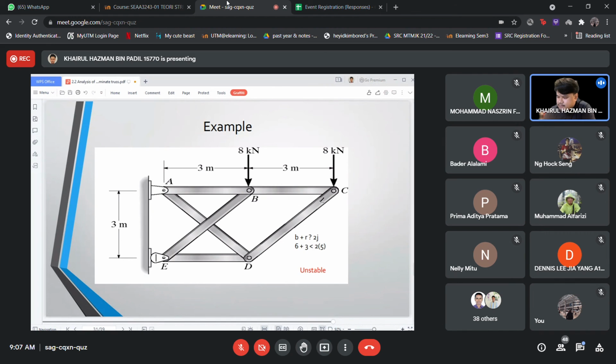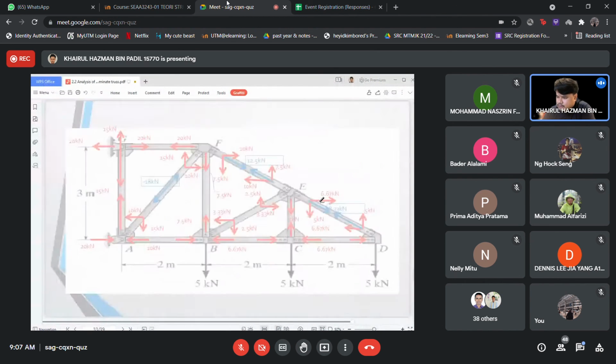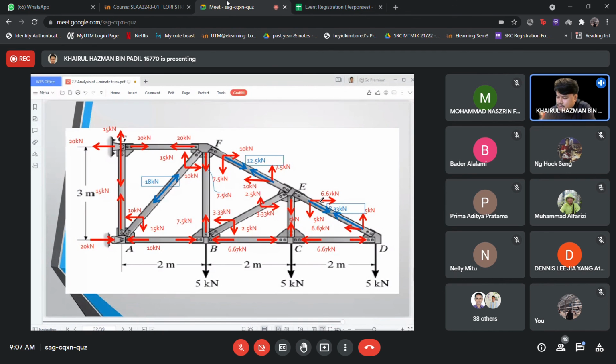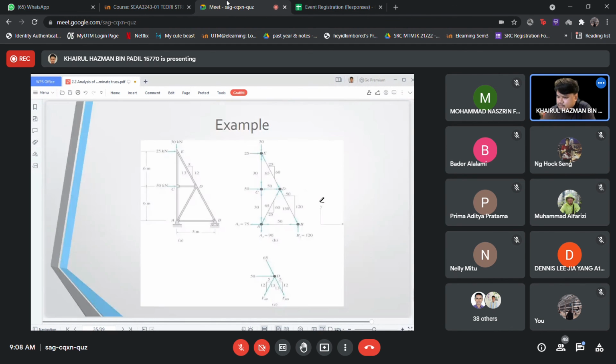Okay, this is another example. Is it unstable? That is unstable because b plus r is less than 2j, so it is unstable. Okay, we need to have it equal, then it is stable. If more than that, it is indeterminate. Okay, we do the analysis one by one. So I already provide the result. You can do the analysis first, and then this is just another example. You can do the analysis, and I already provide the answer. Okay, if you have problems in solving all these examples, you can contact me. So this is just a repetition.